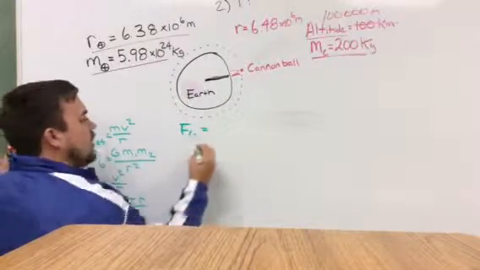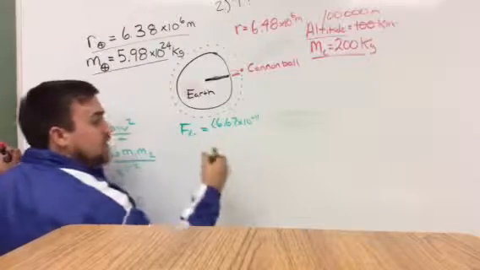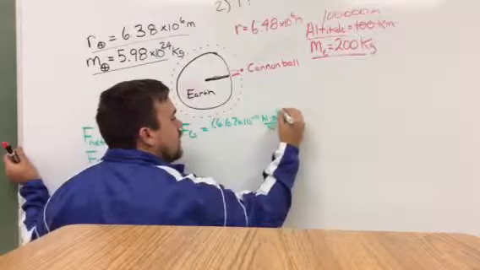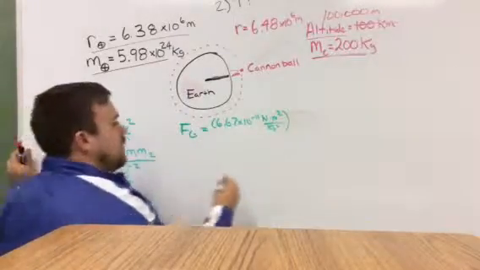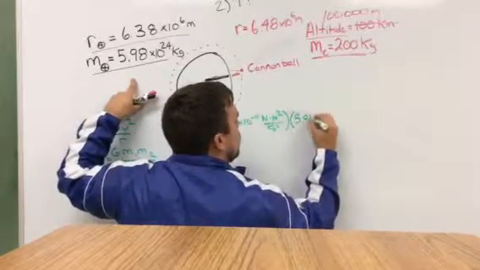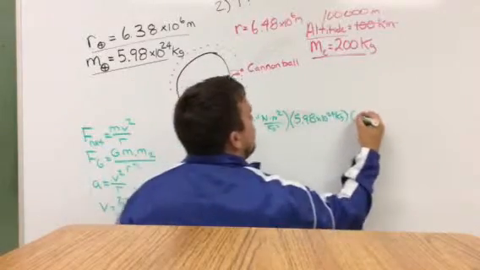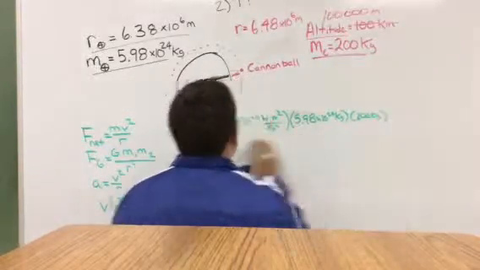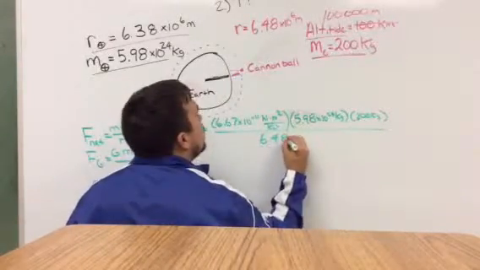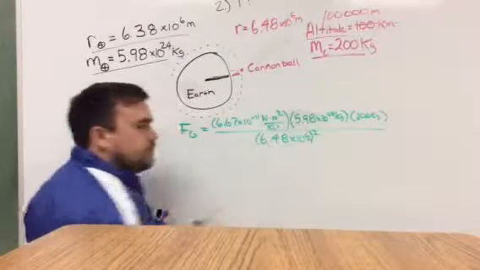So I'm going to take force of gravity is equal to 6.67 times 10 to the negative 11. The big G, Newton's gravitational constant as discovered by Henry Cavendish, right there, times my mass of my Earth, which is 5.98 times 10 to the 24th kilograms, times my mass of my cannonball, 200 kilograms, divided by the radius, which is 6.48 times 10 to the 6, parentheses, meters squared.